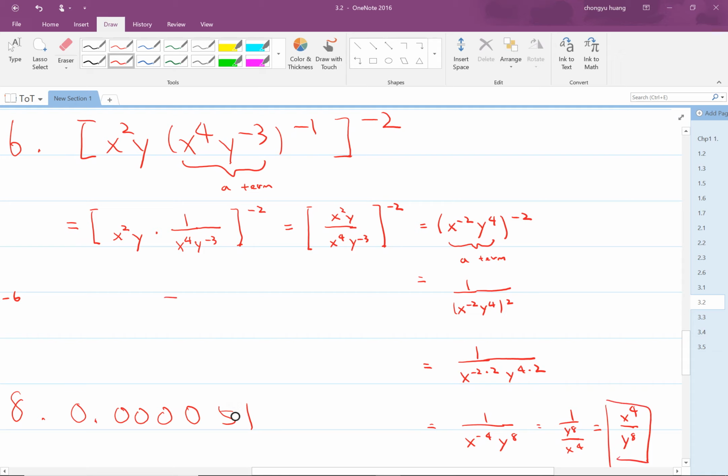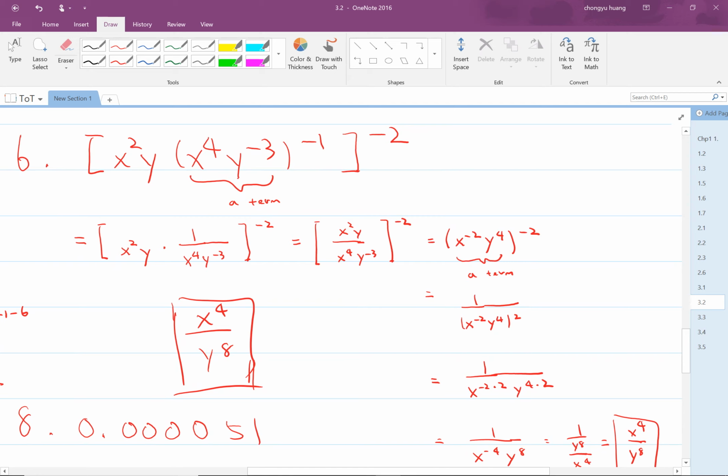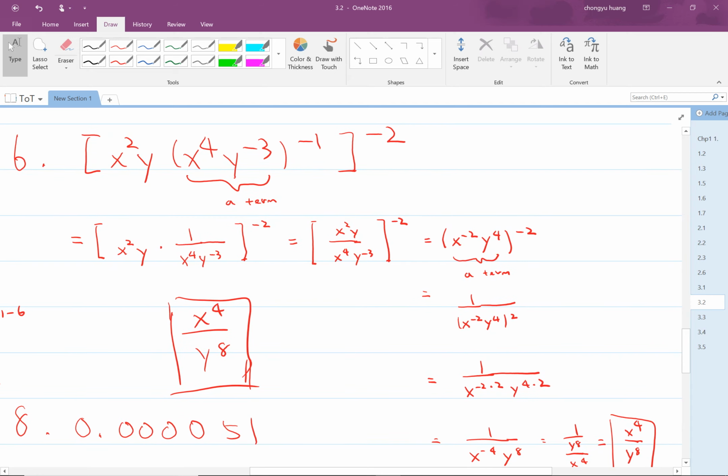Okay, so the answer is right here. Maybe write it down over here, because I think maybe this is going to cause some confusion. x to the power 4 over y to the power 8. Okay, so those are all the steps. The answer for question 6 is x to the power 4 over y to the power 8.